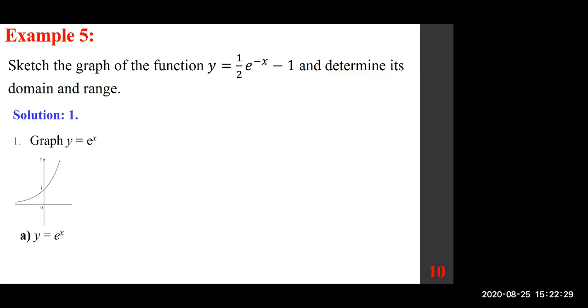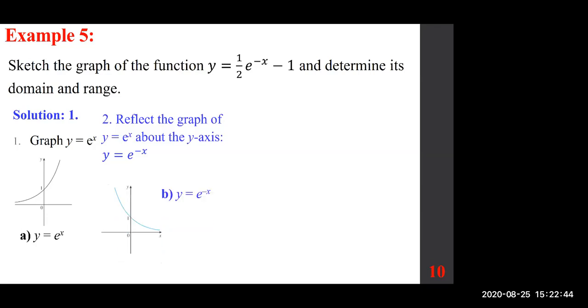So now we are going to go to e to the power of negative x. When x changes to negative x, you have a reflection by the y-axis. So we go with e to the power of negative x, and this is the new graph. Okay, so we started with e to the power of x, then e to the power of negative x.